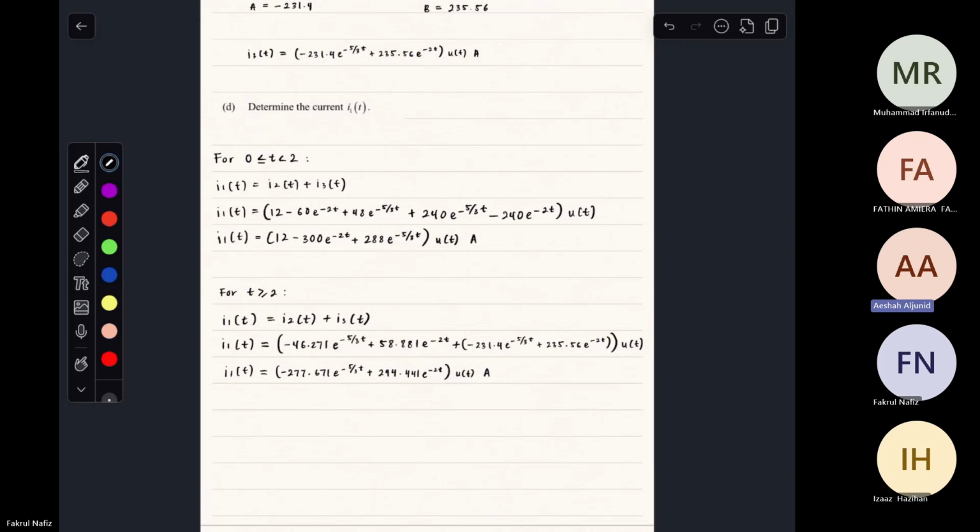Then we move on to the next condition. It's basically the same thing. You take the values of I2 and I3 for the condition t is greater than or equal to 2 that you already obtained in part C. And then after adding them up together, you'll finally get I1 equals to negative 277.671 exponential of negative 5t over 3 plus 294.441 exponential of negative 2t multiplied by the unit step function in amperes.